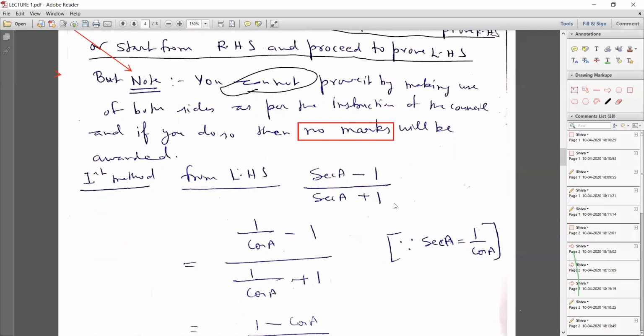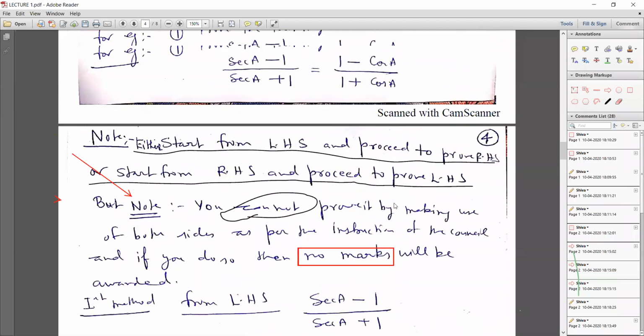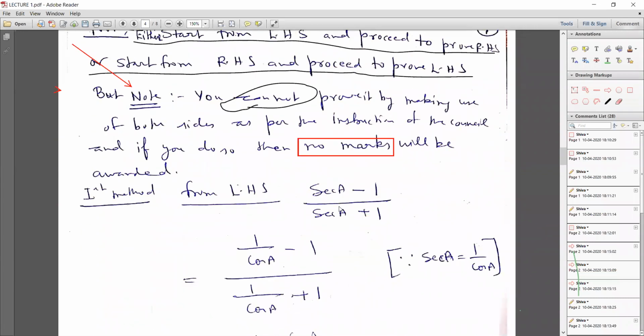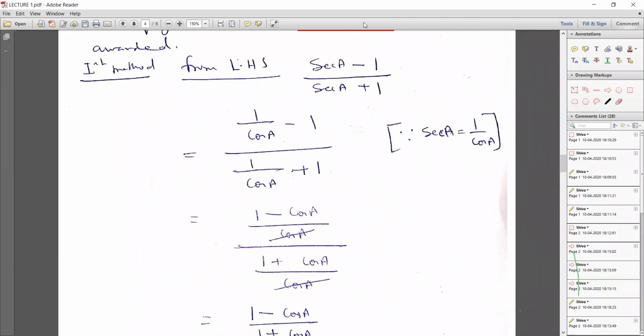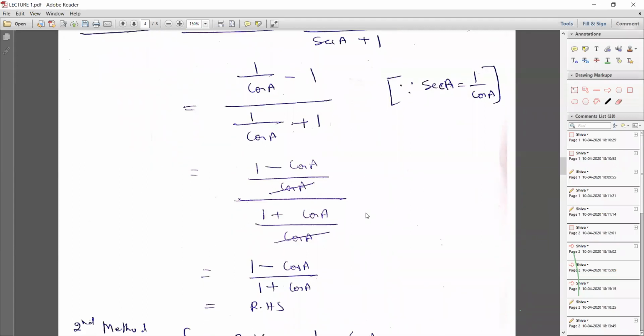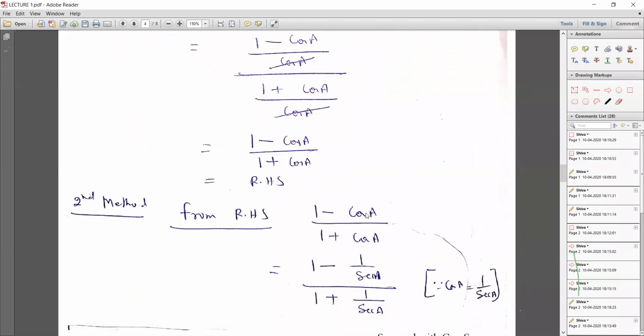Okay. Now, in the previous sum, if I start from LHS, sec A minus 1 upon sec A plus 1. So I've written in place of sec A, 1 upon cos A. So (1 upon cos A minus 1) upon (1 upon cos A plus 1). So 1 minus cos A upon cos A, and in the denominator 1 plus cos A upon cos A. So cos A and cos A will be cancelled, and we will come to the final result, that is 1 minus cos A upon 1 plus cos A, and this was the right hand side.